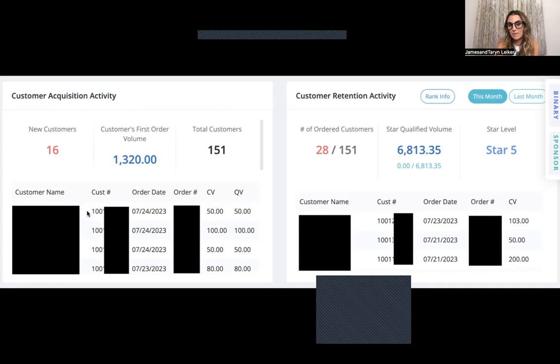What you'll see is the customer name, the customer number, then their order date, the order number, and then how much PV there was. So this is the commission volume and qualifying volume. You'll just pay attention to how this goes, but really CV is what you're looking at, because that's what you're going to get paid on. For instance, because these are first orders, basically it is 20% of 1,320 PV.